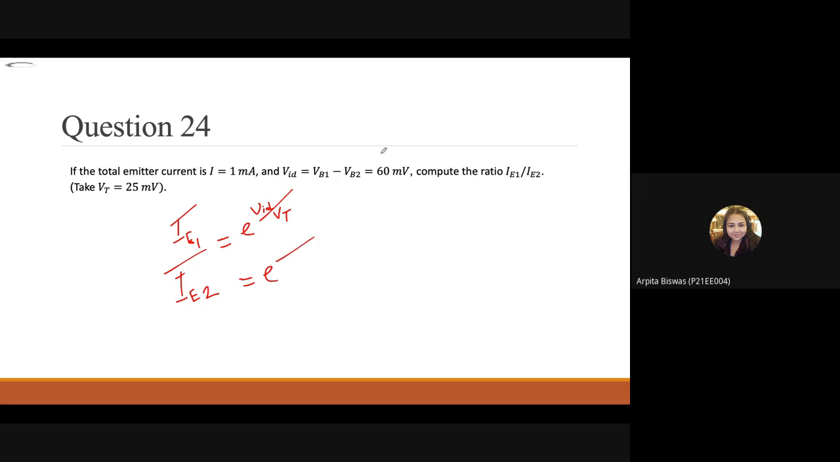VID is given 60 millivolt, right? 60 millivolt. And what is the value of this VT? VT is given this 25 millivolt. Okay, 25 millivolt. So this is equal to e to the power 2.4. So what is the value? This is 11. 11 point something, or we can take near about 11. Okay.